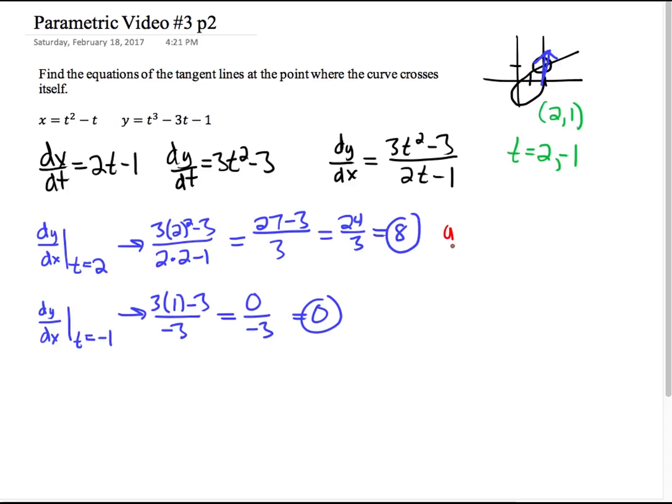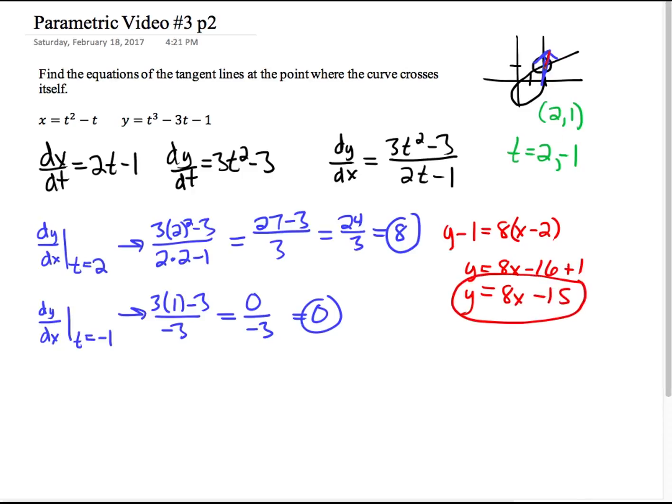So this one is going to be y minus, we're going through the point 2, 1, right? So it's y minus 1 equals the slope times x minus 2. So that's going to be y equals 8x minus 16 plus 1. So that's going to be y equals 8x minus 15.